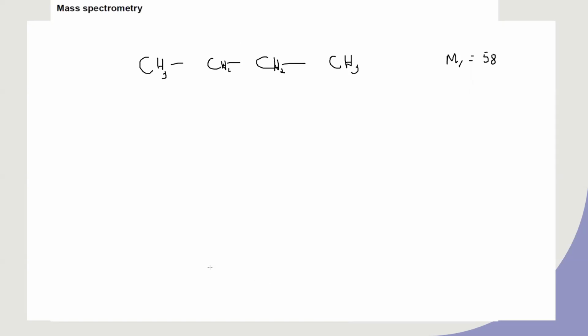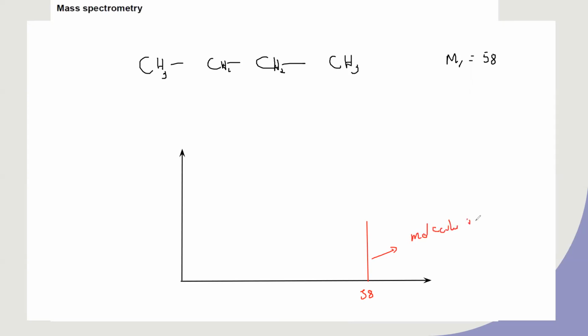So in a mass spectrometer, we will get a peak at 58. The peak at 58 shows the molecular ion peak. But what about the fragments? Because what happens is this molecule might break into further smaller components. So how can we work out the number of components into which it will break?